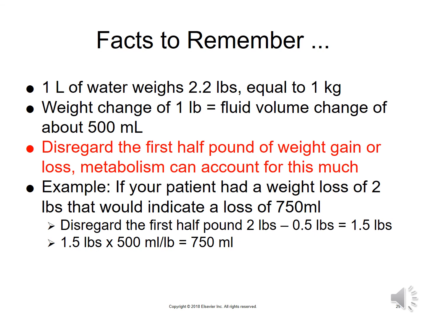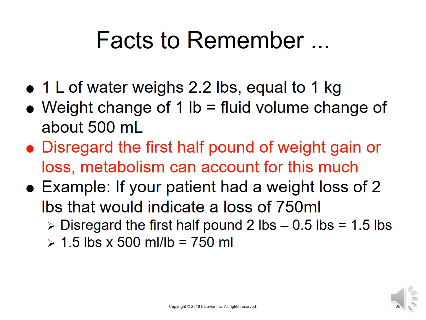Facts to remember. 1 liter of water weighs 2.2 pounds, which equals 1 kilogram. Weight change of 1 pound equals fluid volume change of about 500 milliliters. So you see I've got this next one in red. Maybe that means it's going to be on a question. Who knows? We're going to disregard the first half pound of weight gain or loss because metabolism can account for this. So if we said they lost 1.5 pounds, we're only going to say they lost about 500 milliliters because that half pound, we're going to disregard.